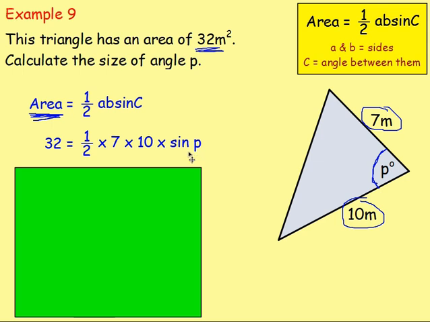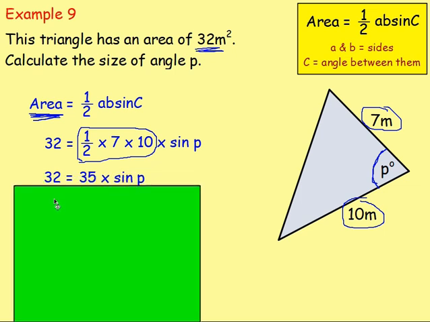Now what we need to do is work out what sine P is going to be. So how do we go about doing that? Joe, help us out. What do we do next? Well, you could always do a half times 7 times 10. You're perfectly right. Yeah, you could work this out. Half times 7 times 10 just really means a half of 7 times 10. So 7 times 10, 70. Half of that's 35. So really we end up with 32 equals 35 times sine P.